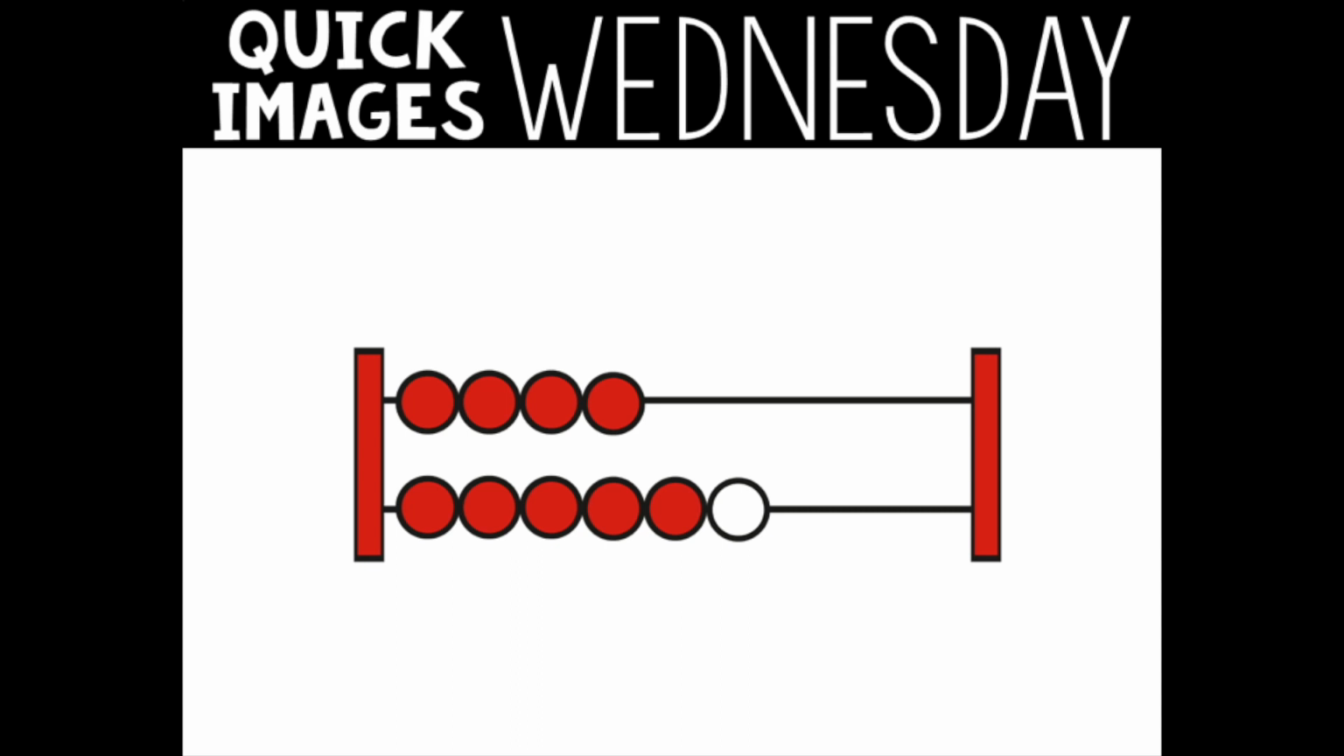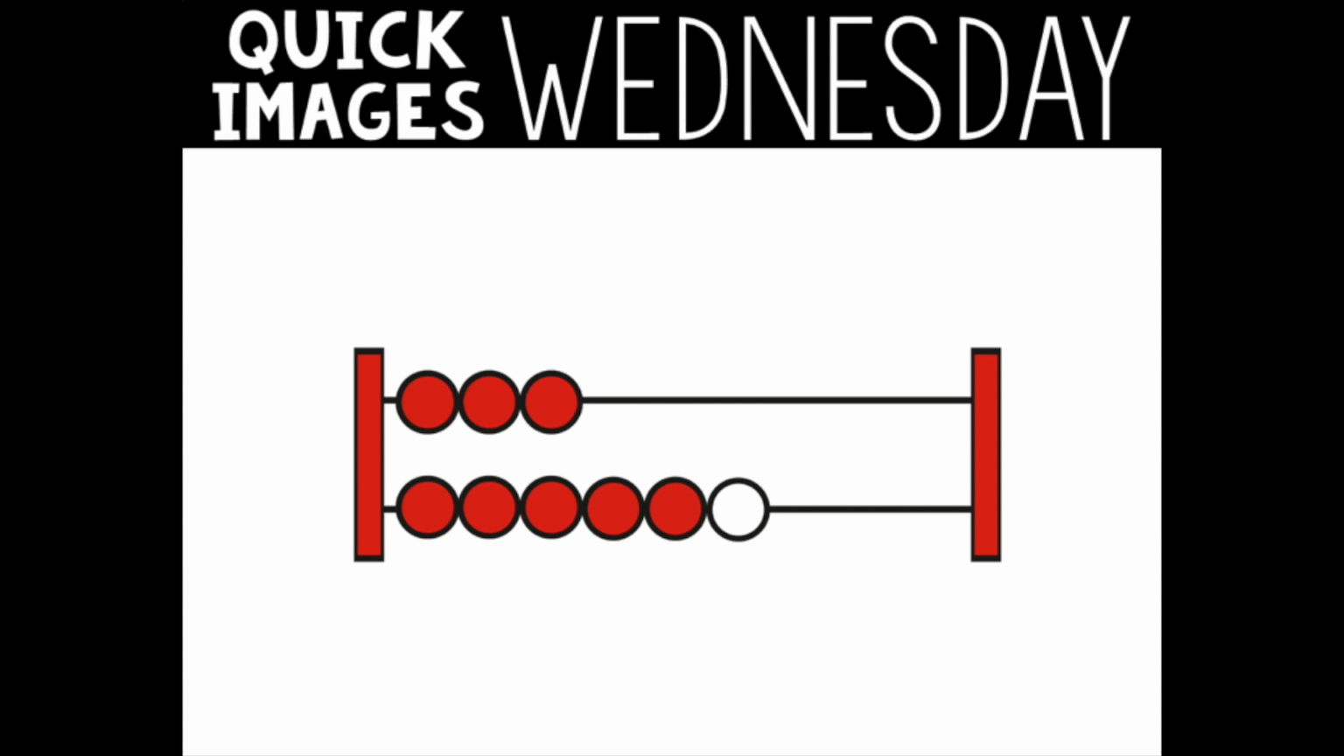If I have 4 red beads on the top row and 5 red beads on the bottom row, I'm going to use my fingers here. 4 and 5 more make 9, and 1 more white bead makes 10. Did you figure it out a different way? Turn and tell your grown-up.